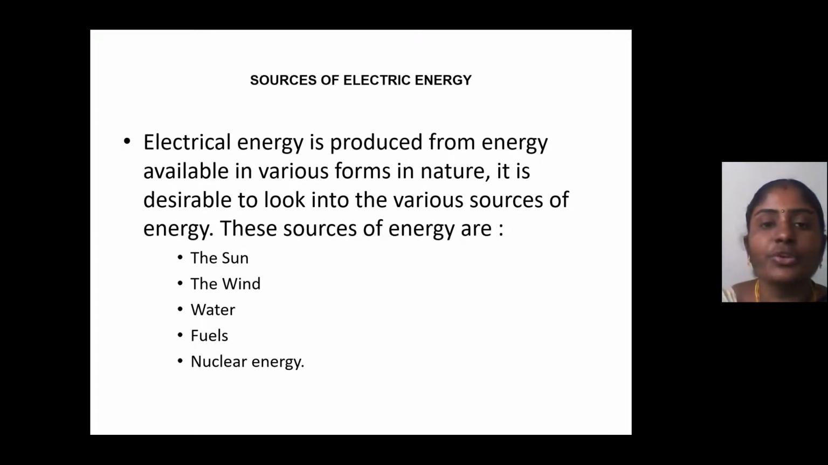Electrical energy is produced from energy available in various forms in nature. It is desirable to look into various sources of energy. These sources are the sun, wind, water, fuels, apart from nuclear energy, biogas, and then ocean energy, tidal energy. Many things are available. We are going to concentrate on five types of sources: the sun, wind, water, fuels, and nuclear energy.